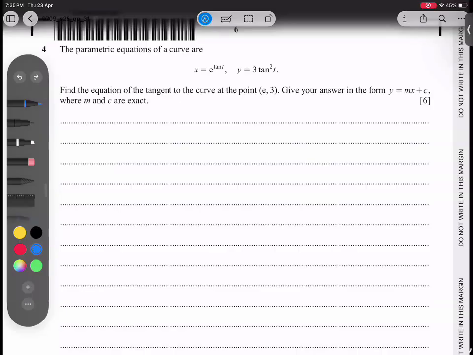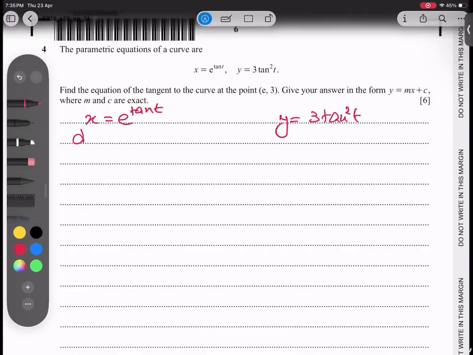Question number 4, students, we have, and the topic is differentiation. He said that parametric equations are given, an equation of tangent we need to find at a point, and give it in this form, and b, m and c exact must be there. So let's try to do it. And what's the way to do it? So let's try it.